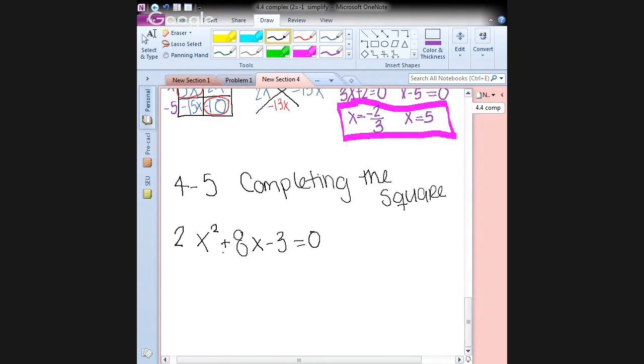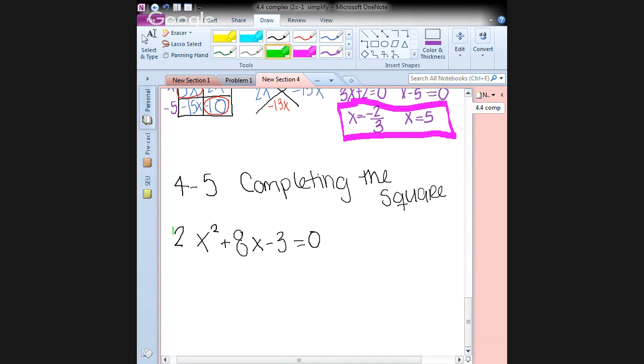You could, if you wanted to, and if it was factorable, try to solve this by factoring. If I didn't specify, however, you could also try to do this with the quadratic formula. You can use whatever method you want, but I am specifying that I want to do this with completing the square.